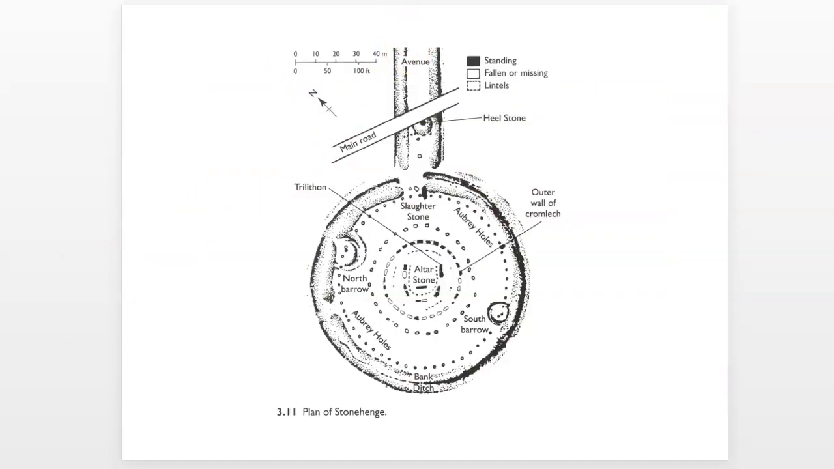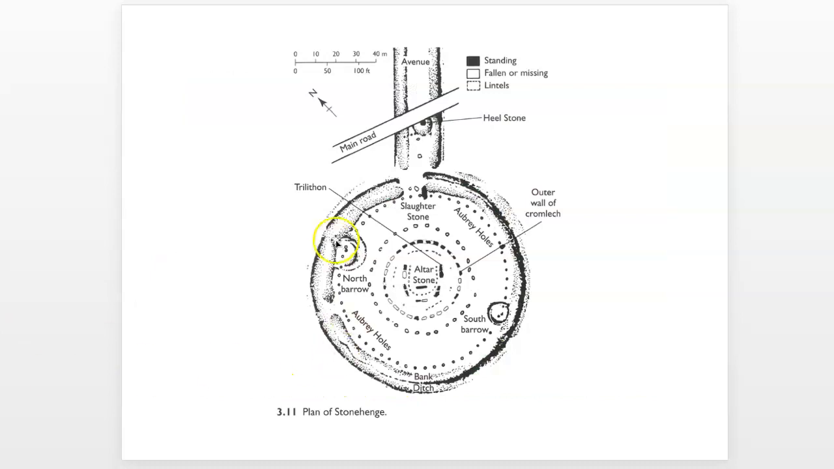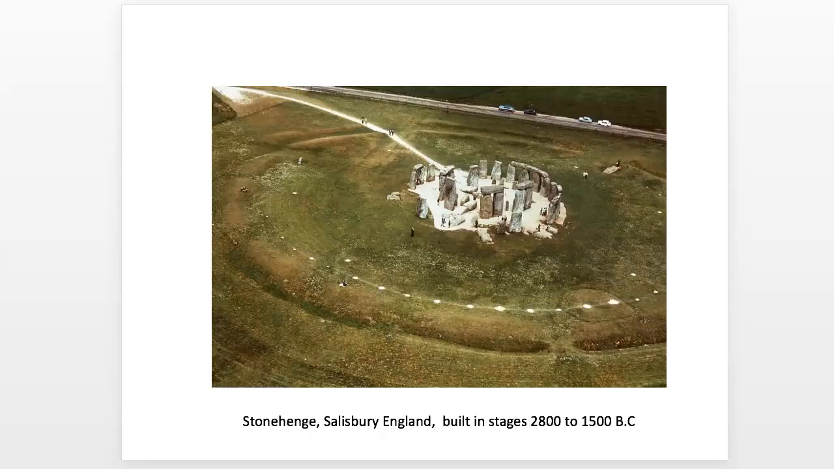It stands alone on this avenue to the east, which is interesting. We'll talk about that. And then there's a sort of ditch ring around the whole thing that's about 300 feet around and marks off this sacred space for them. And then there are these barrows in there, Aubrey holes and barrows, where we'll talk about some things that have been found there.